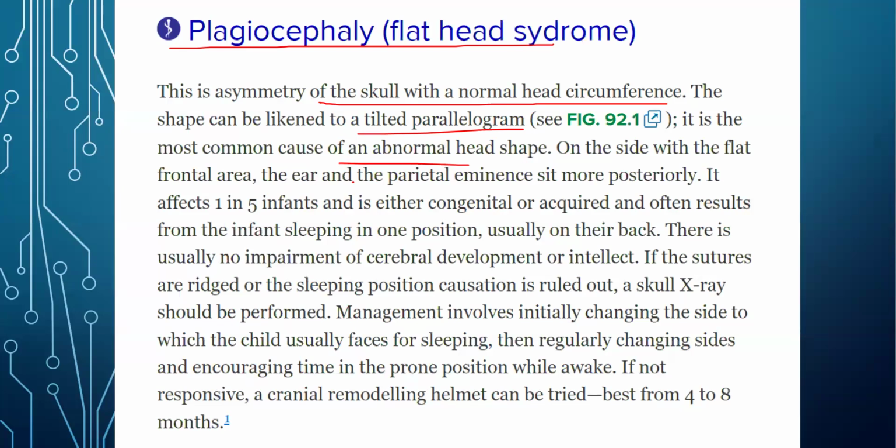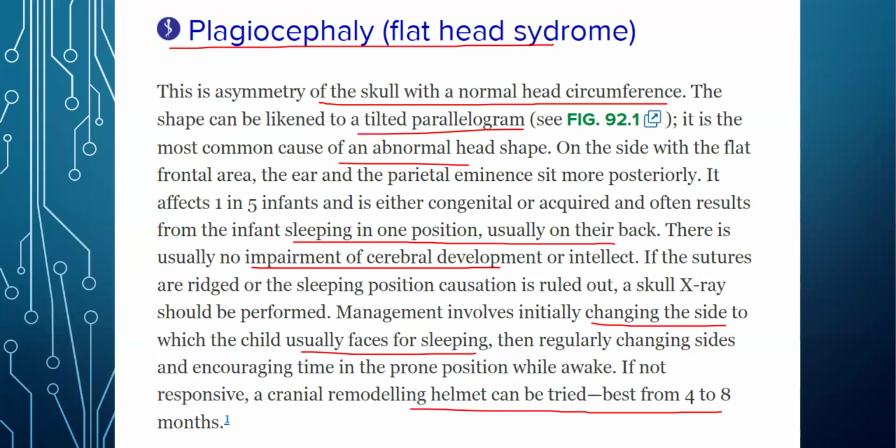It commonly happens in infants sleeping in one position, especially on their back. There is no impairment of cerebral development or intellectual development. So what is the management? It involves initially changing the side to which the child usually faces. So main thing is that regularly changing the position of their sleeping is the initial treatment. If it doesn't work, then a cranial remodeling helmet can be tried, best from 4 to 8 months.